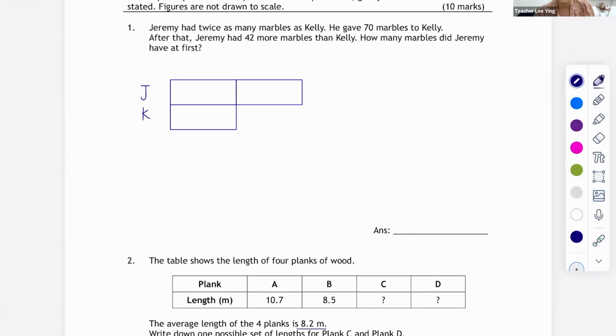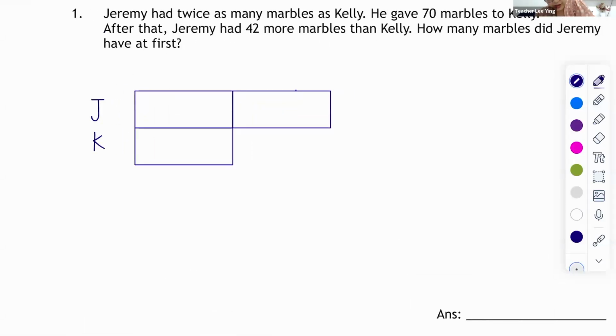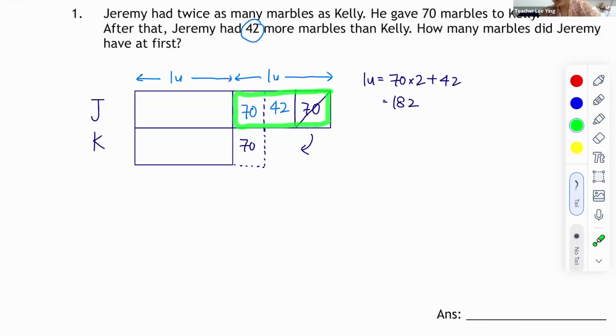Okay, so first question, Jeremy had twice as many marbles as Kelly. So I can draw a model over here. He gave 70, so we can get rid of 70 here, and he gave this to Kelly. I will represent this with a dotted line for Kelly because it was added on. And then Jeremy had 42 more marbles than Kelly. So this is 42 and this will be 70. Looking at this, we know that this is 1 unit. This is another unit because Jeremy had twice. We can take 1 unit to be 70 multiplied by 2 plus 42. And that will give me 182.